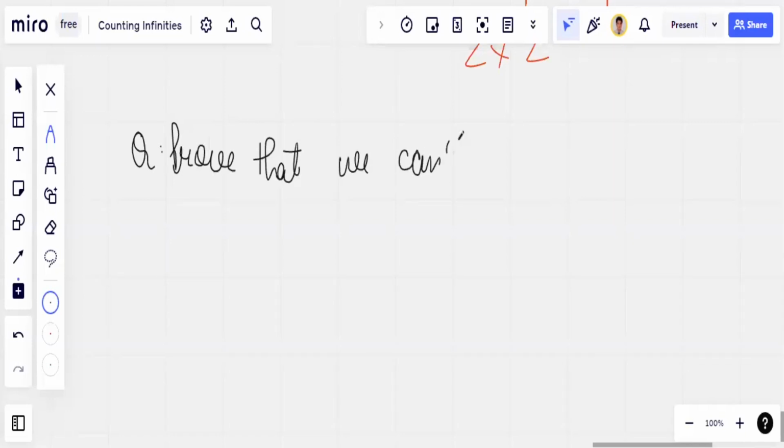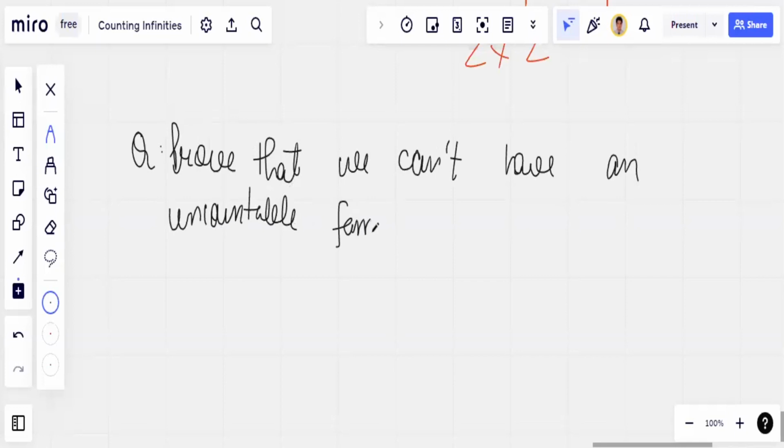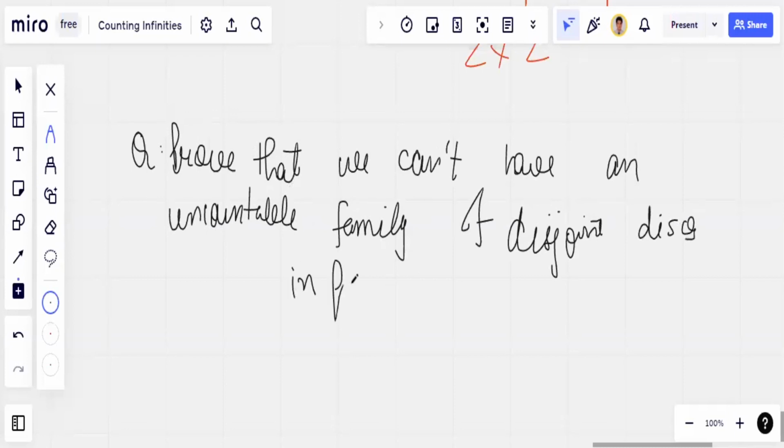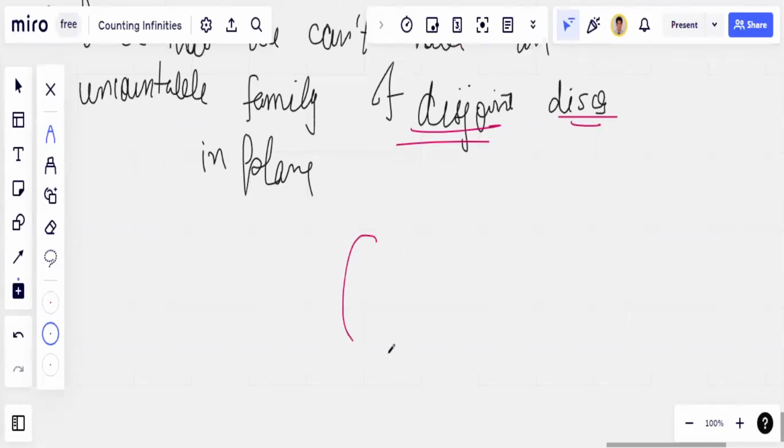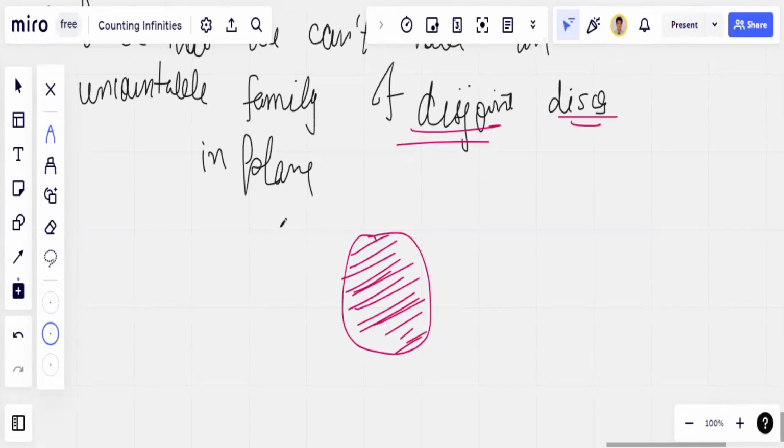Prove that we can't have an uncountable family of disjoint disks in the plane. Notice that the disks are disjoint and they're disks. So what is a disk? It's basically a circle which is filled, so one disk has all these points inside it. So I have to prove that there can be infinitely many disks in the plane, but they cannot be uncountable. They have to be countable.